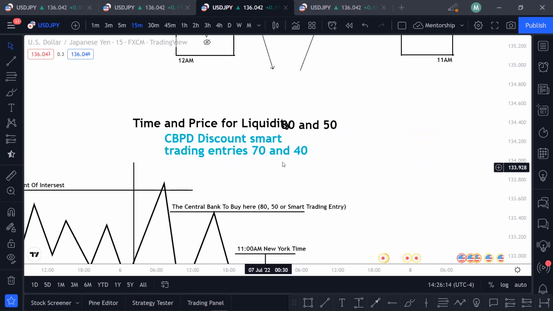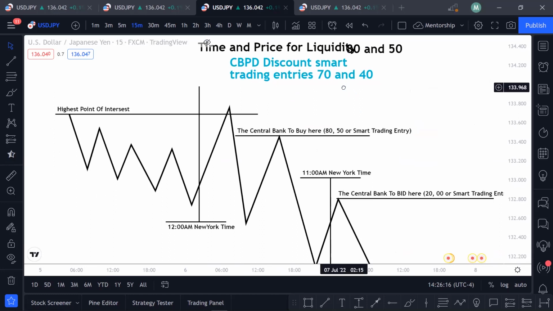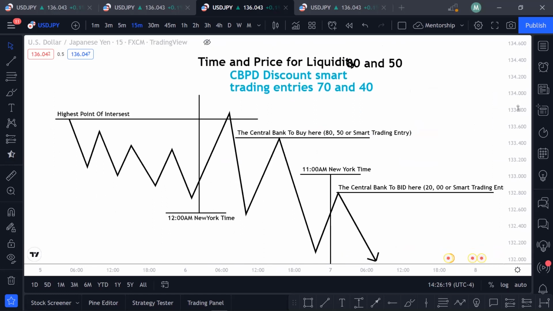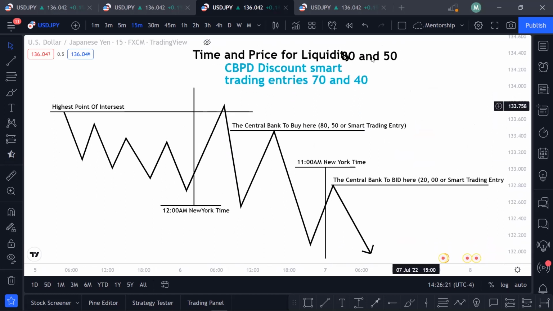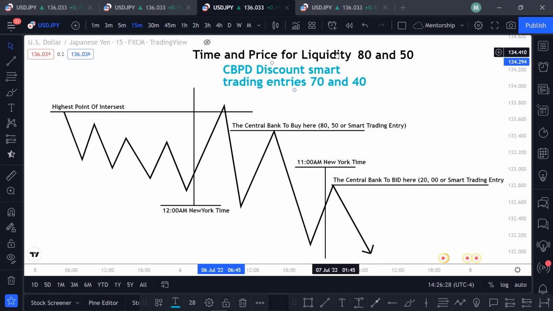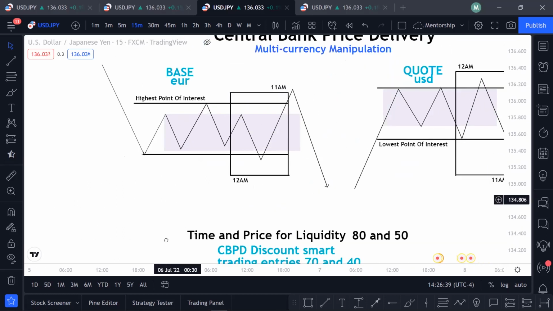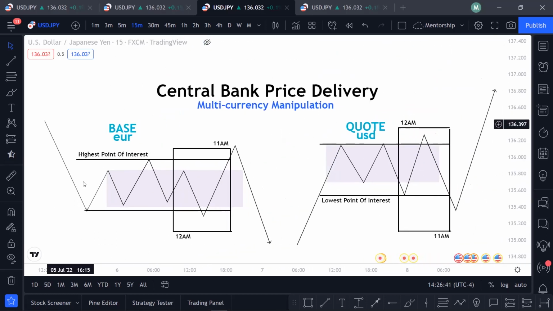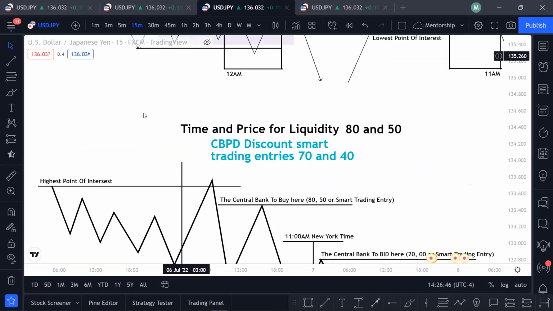Let's scroll down here. 101C, I have something small for you. Before we jump to the charts, we should first look at this. Time and price for liquidity. We are looking at the 80 level and the 50. Now this is the currency pair. After you've seen the currency index do this crazy move here, you are now moving to the currency pair.